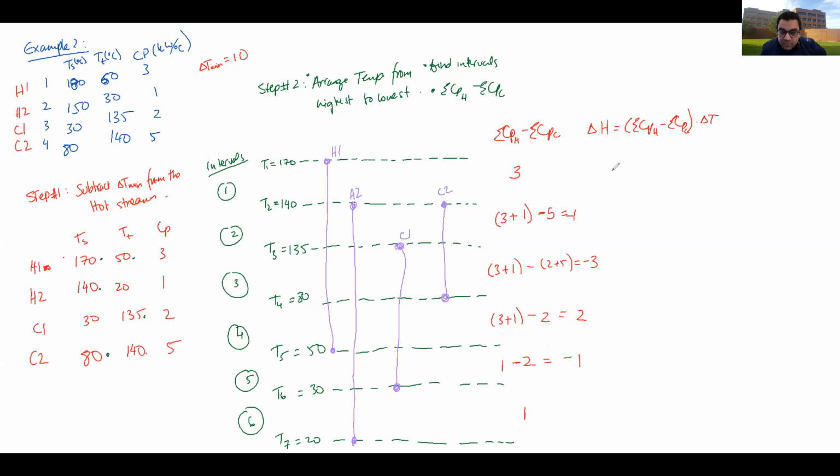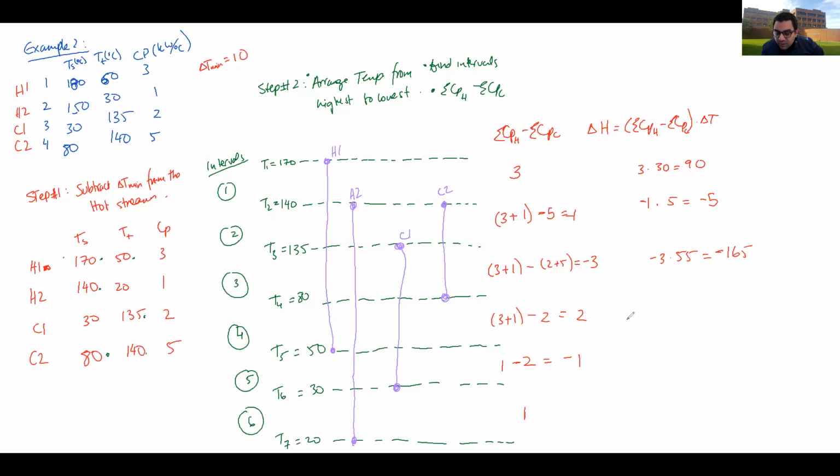So in this stream, it's going to be 3 multiplied by delta T, which is 170 minus 140, 30, so it's 90. In this stream, it's going to be minus 1 multiplied by 140 minus 135, it's 5, so this is minus 5. This is the third stream right here, so it's going to be minus 3 multiplied by 135 minus 80, this is 55, right? And this is equal to minus 165, right?